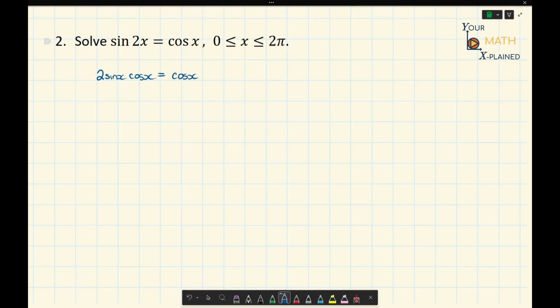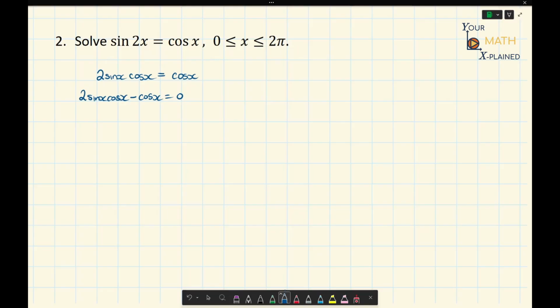Now, seeing cos x on both sides might tempt you to divide both sides by cosine x. But we don't want to do that with an equation because by doing that, we're going to lose the cos x is equal to 0 solution. So instead of dividing both sides by cos x, we're going to move everything to one side. So that means we get 2 sine x cos x minus cos x is equal to 0.